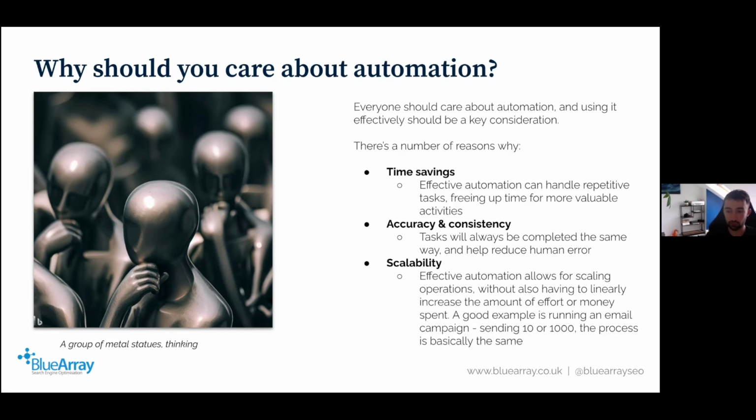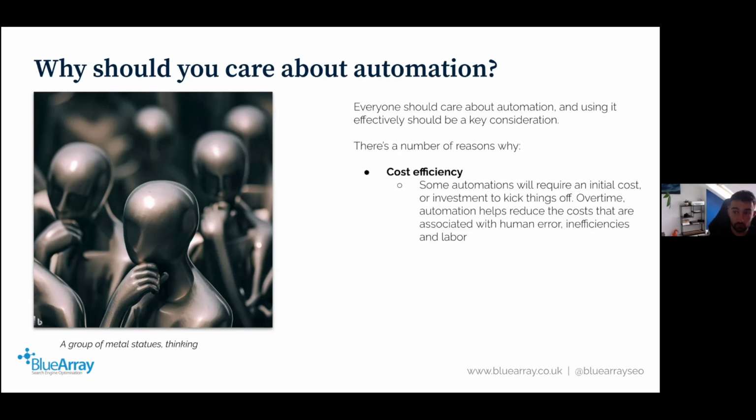Scalability. So effective automation allows for pretty much unlimited scaling without also having to linearly increase the amount of effort or money that you spend on it. So a good example is automating an email campaign. If, as an individual, I wanted to send out 10 emails, okay, cool, I can write 10 emails, that's fine. But then your boss comes to you and says, hey, I need to write 1,000 emails. You're probably not going to do that all manually. You're going to get a process to do that. The process to write those 10 or 1,000 using an automation, it's basically the same.